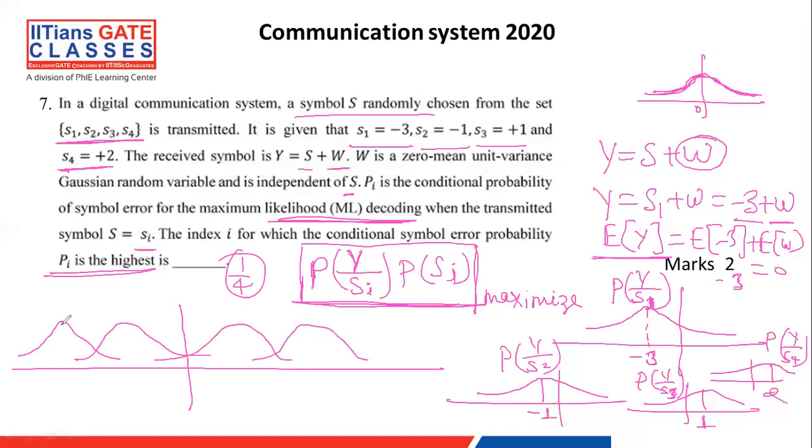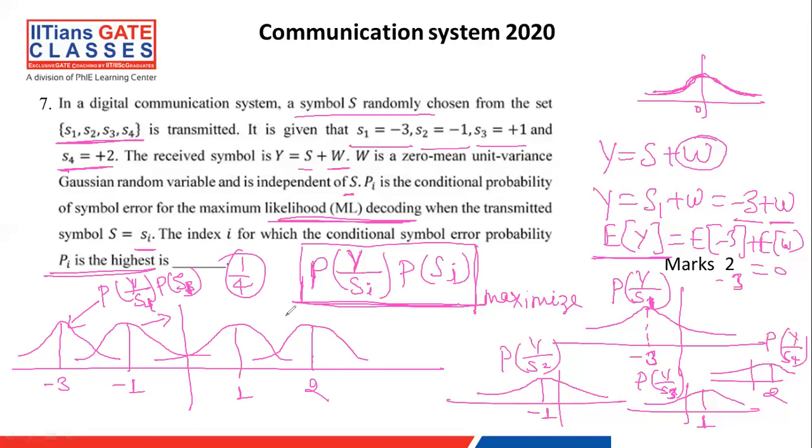Okay, so this is -3. This is -1. This is 1. And this is 2. Okay, this is the graph of p(y) when we are sending S3, into P of S3. And similarly, this is the graph for S1. This is for S2, this is for S3, and this is for S4.